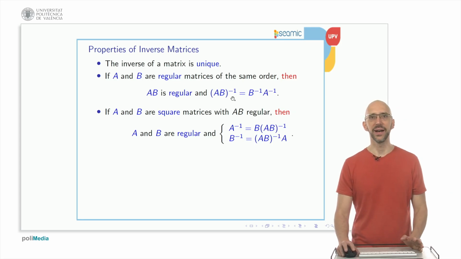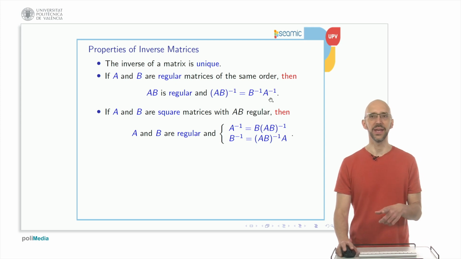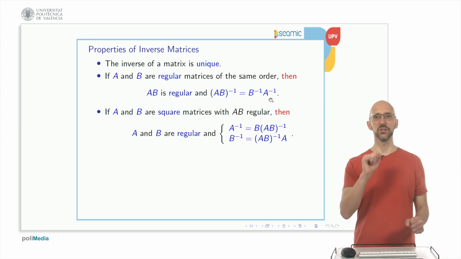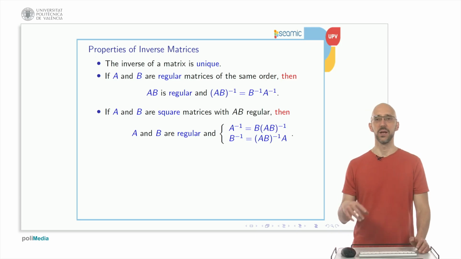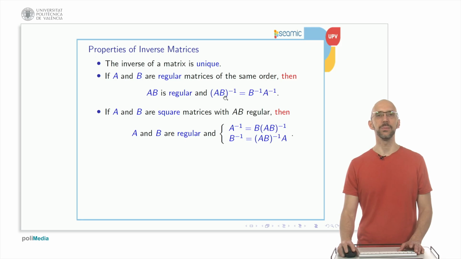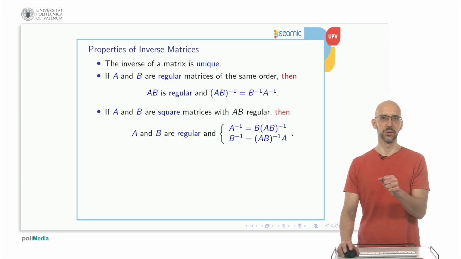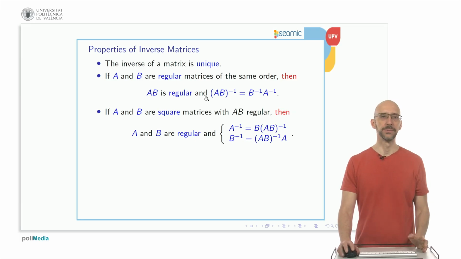Have you seen that the order is flipped in this case? I just had AB inverse, and this is the inverse of B times the inverse of A. The order is changed, okay? So be careful with these things, because it's very common to make this mistake. If I ask you to calculate the inverse of a product, you calculate the inverse of A, multiply by the inverse of B, and that is not true. You need to flip the order.